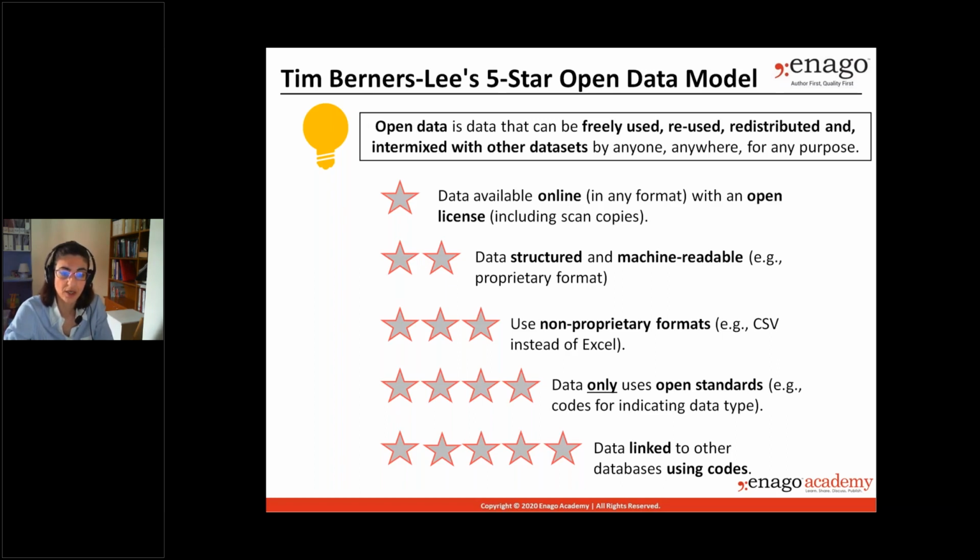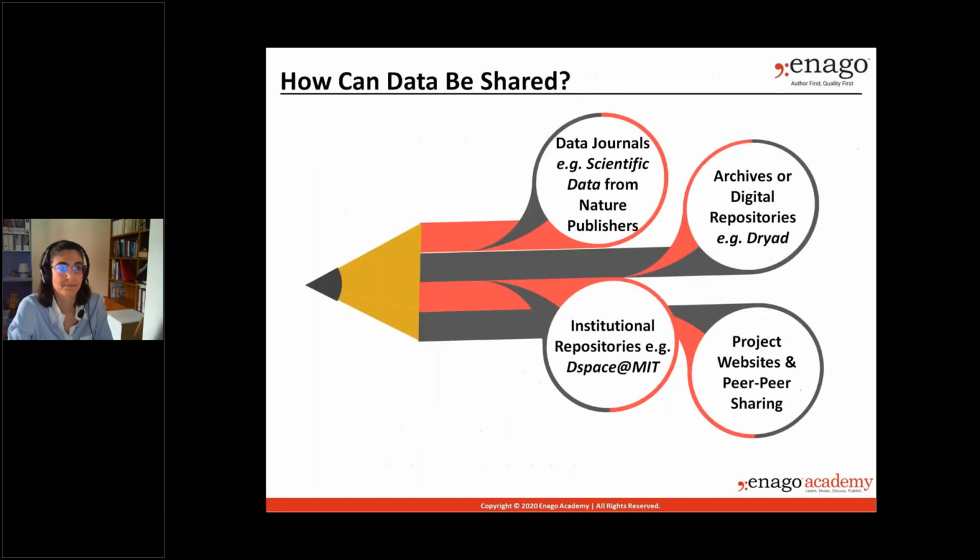4 stars, data that only uses open standards, for example, codes for indicating type of data. And then you have the 5 stars, which is for data linked to other databases using specific codes. So this is the most well organized and coded format.